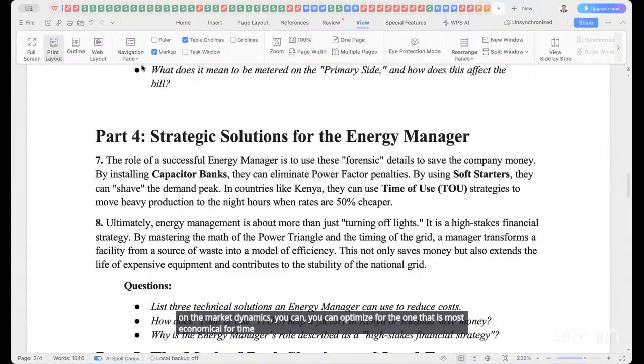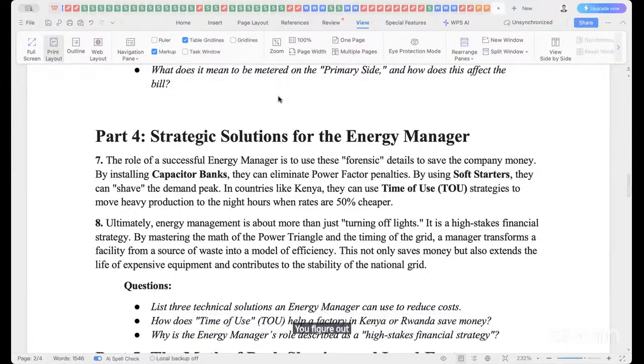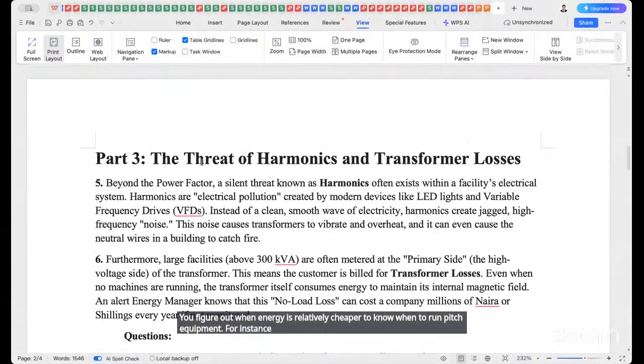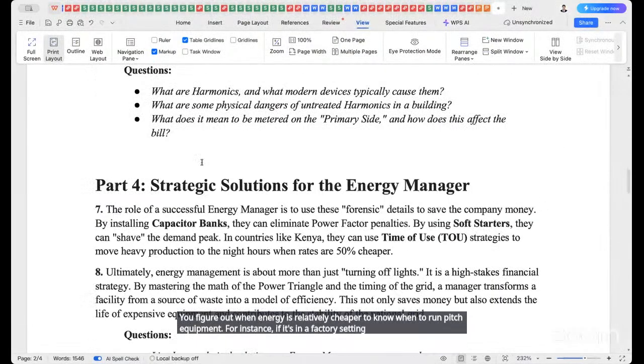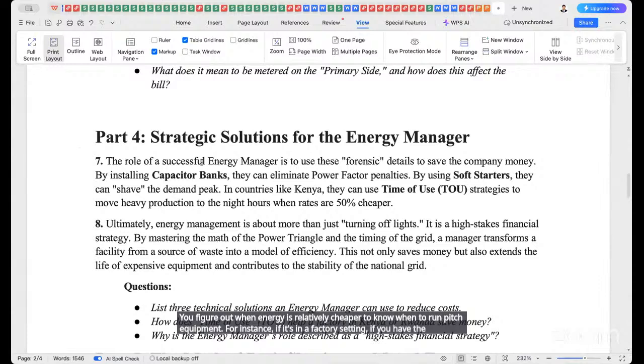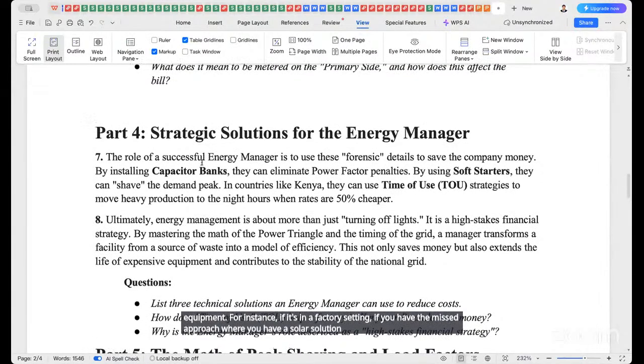And then the last one will be time of use management, right? You figure out when energy is relatively cheaper to know when to run each equipment. For instance, in a factory setting, if you have the mixed approach where you have a solar solution on top of your factory, you can prioritize running your equipment during the day. That way, you're also optimizing on the cost of energy. Thank you.